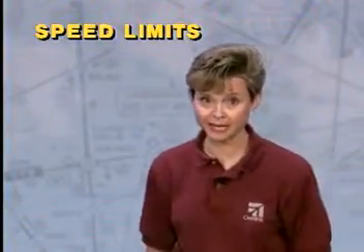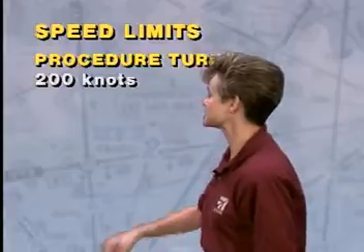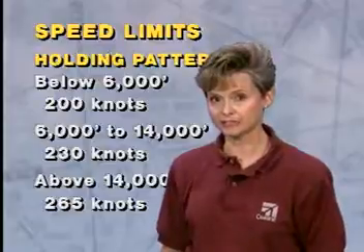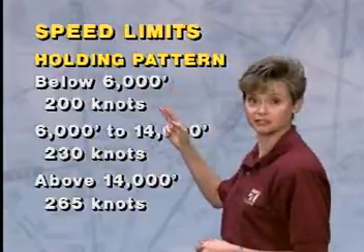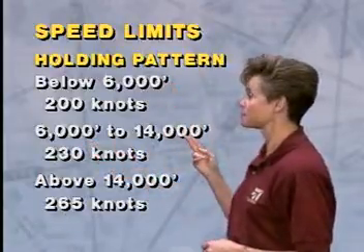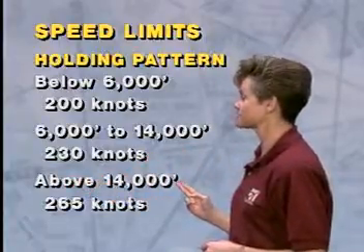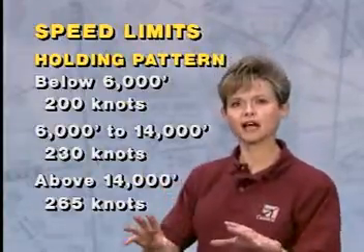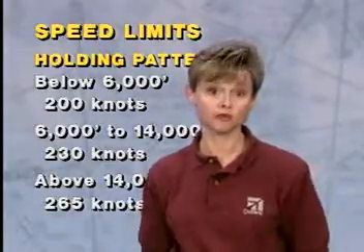Now, to help ensure that you stay within the approach obstruction clearance area, procedure turns and holding patterns have speed limits. Procedure turns have a speed limit of 200 knots. If you're flying a holding pattern course reversal, then the holding pattern airspeed limits apply. Below 6,000 feet, it's 200 knots. From 6,000 up through 14,000 feet, it's 230 knots. And above 14,000 feet, it's 265 knots. A good tip is to slow down to your approach speed before you start a course reversal. This will help you be stabilized for the approach.